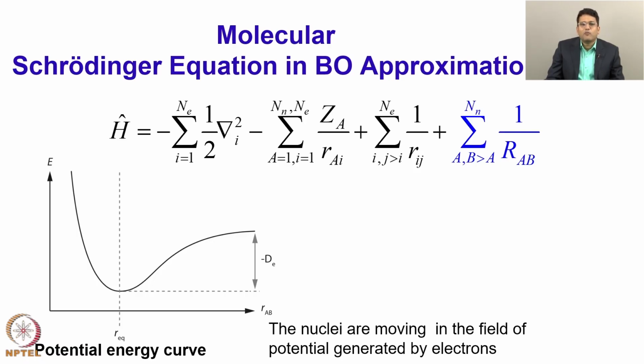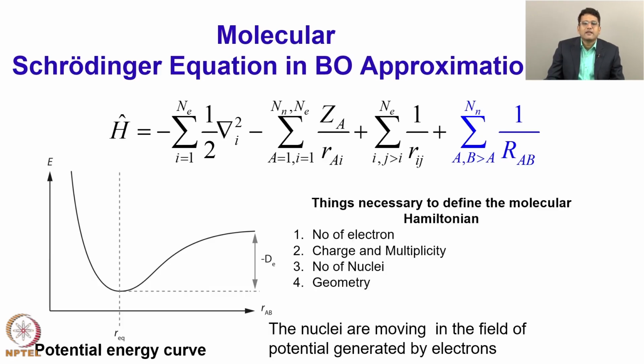Now, to define the molecular Schrodinger equation in the Born-Oppenheimer approximation, what information is necessary? The first piece of information is of course the number of electrons. The second thing I would need is charge and multiplicity, because charge will tell me how many electrons I have. For example, H2 has 2 electrons, but if I go to H2 plus, my number of electrons is 1. I also need the multiplicity information, because we need to know which spin state we are solving. For example, oxygen with 16 electrons can be both singlet and triplet, and the ground state of oxygen is actually triplet.